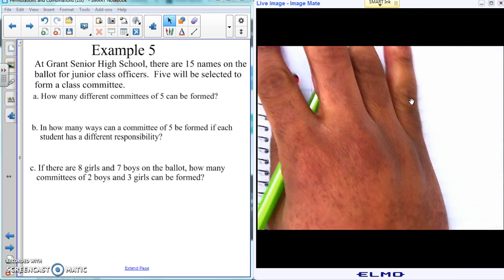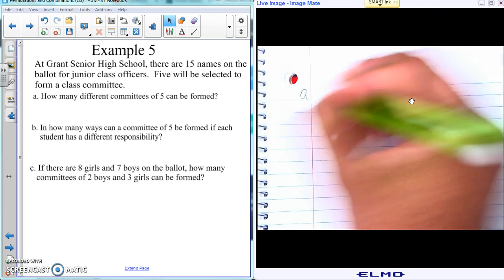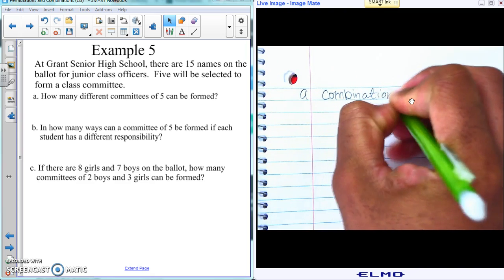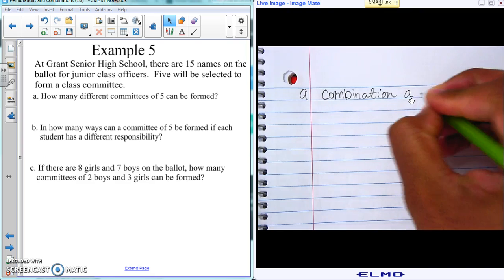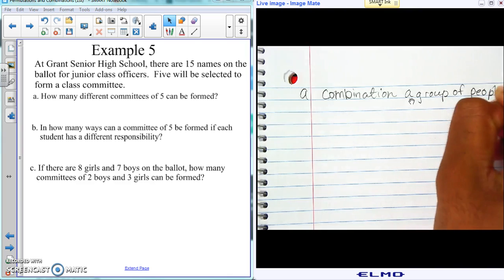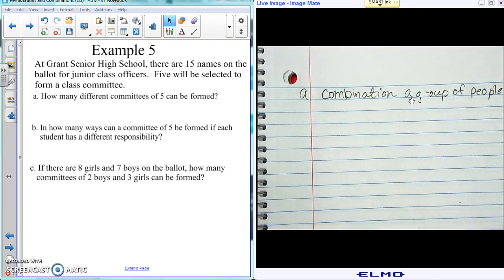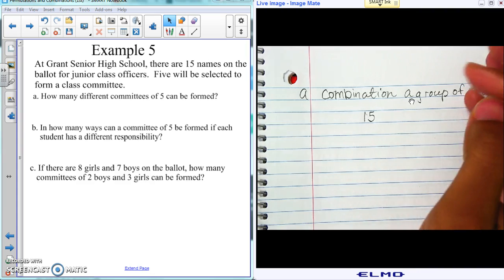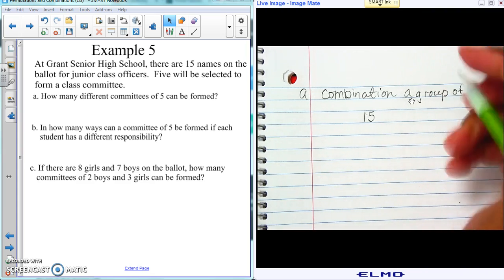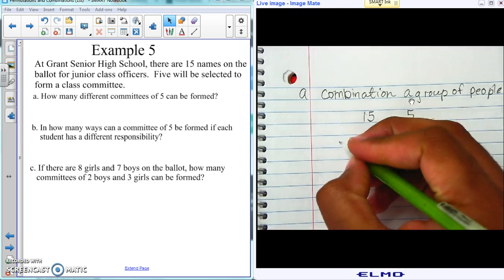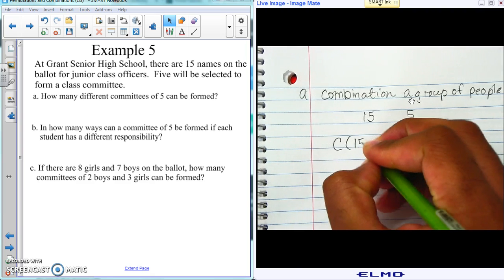Let's do this part here. Let's bring it down. Here we go. A. It's just a combination, a group of people. So here, we have to remember or think about how many people are there in all. So there's 15 people in all. And how many are we trying to get in our committee? So we're only trying to get 5 inside our committee. So when we do our combination, we can do 15, 5.